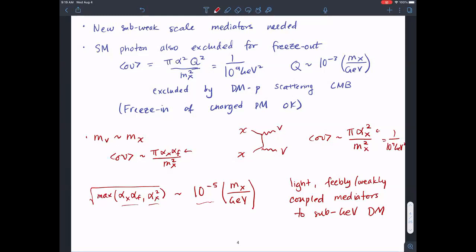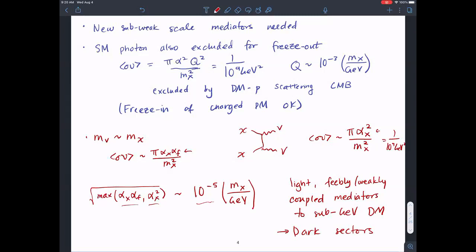And this gets into the big picture of dark sectors, where we have this dark matter, we have this mediator, and they might be at a similar mass scale. They don't have to be, but they might be. And the communication of this mediator with the standard model is through this very small coupling.